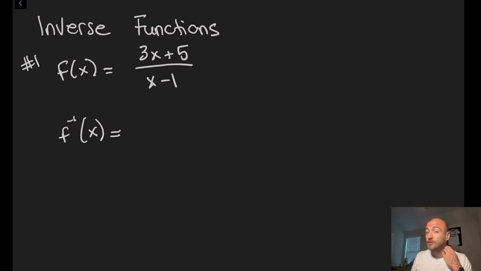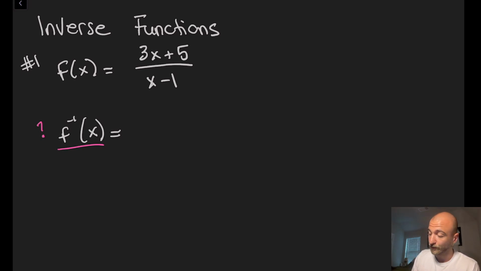IB will sometimes ask you, or will often ask you, please figure out what the inverse of this function f of x is. So let's start with that. Say we have a function f of x is 3x plus 5 over x minus 1, and we're asked, can you please figure out what the inverse of that function is? We write this with the notation f to the negative 1 of x. That's just the simple shorthand notation for the inverse of x.